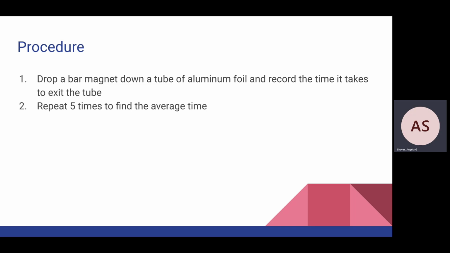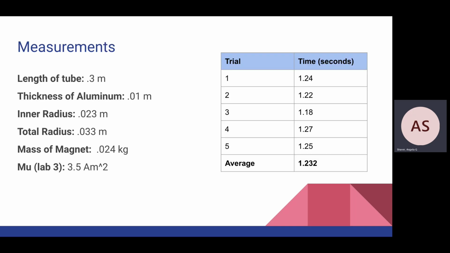Going through the procedure of this lab, we started by dropping a bar magnet down a tube of aluminum foil, and we timed and recorded the amount of time it took for the magnet to exit the tube. Then we repeated this process 5 times in order to get the average time. Here are the measurements for the experiment.